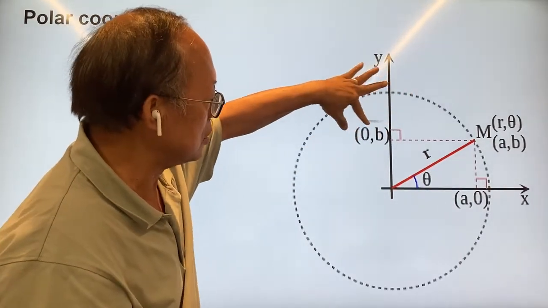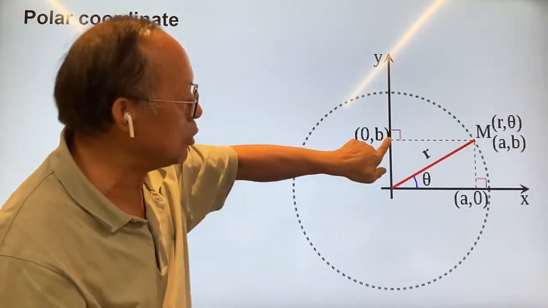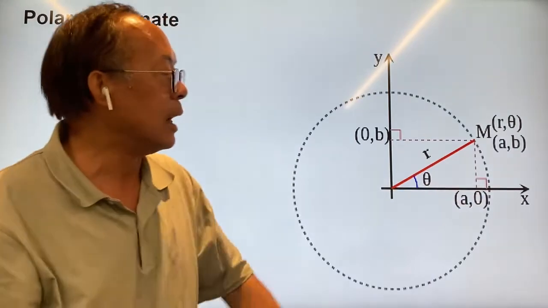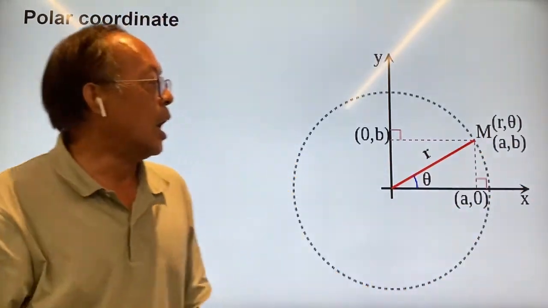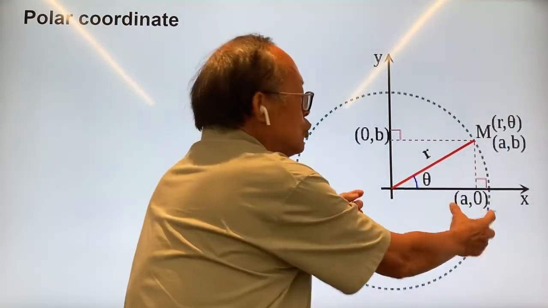This point is cos B and this point is cos A, and this point is AB. So you can simply add these two vectors.